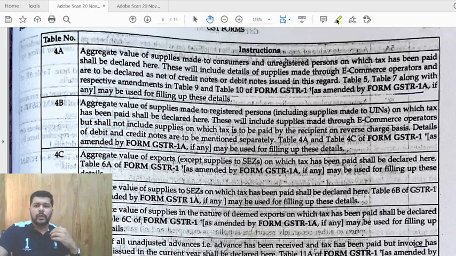One very important change in respect of table number 4 is that wherever the declaration of turnover has been made. For instance, in 4A, aggregate value of supplies made to consumers which has been paid shall be declared here. These include supplies through e-commerce operators, etc. Very importantly, table number 4 and table number 5 and table number 7. Table number 5 and table number 7, that is specifically telling you which would also cover.